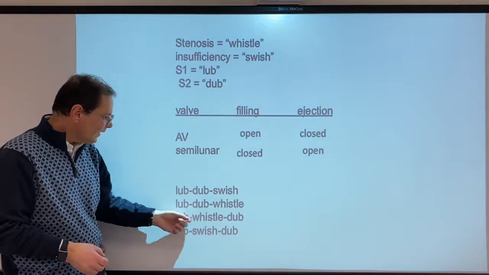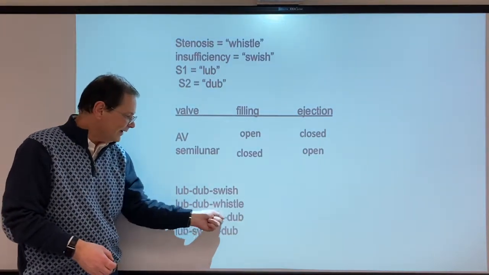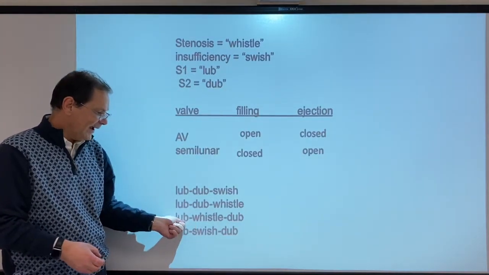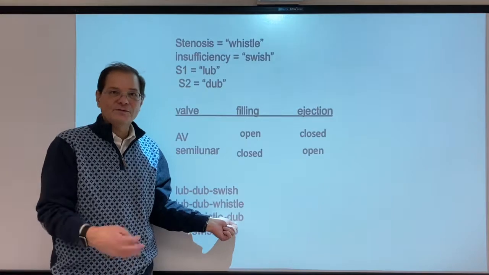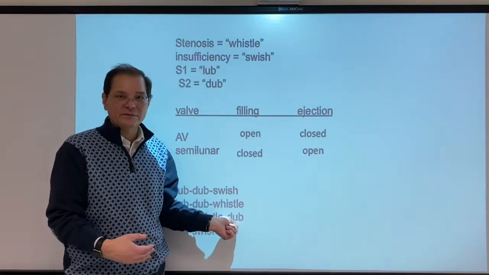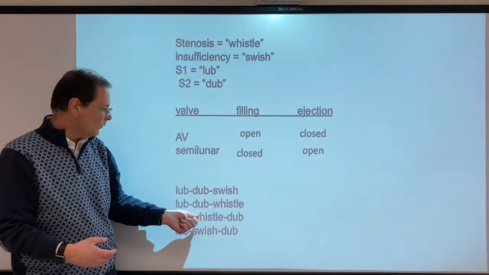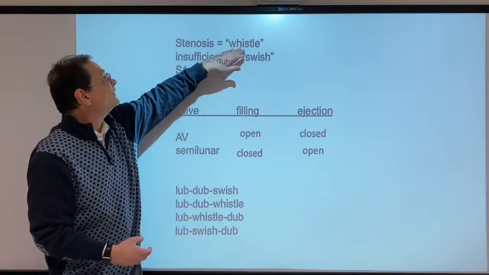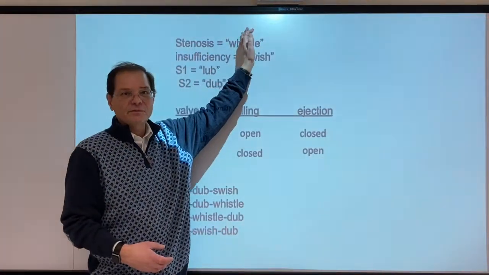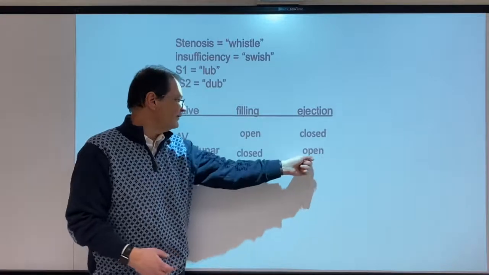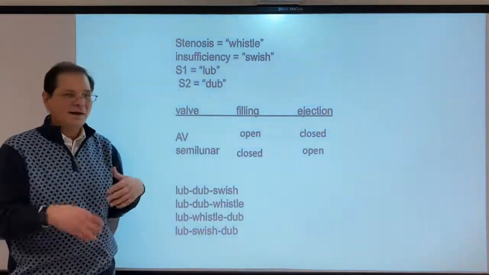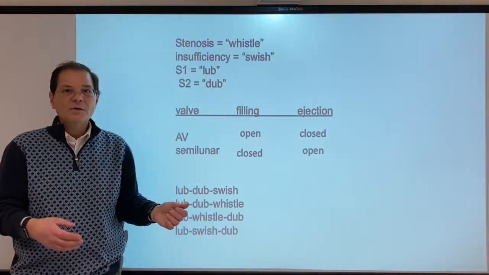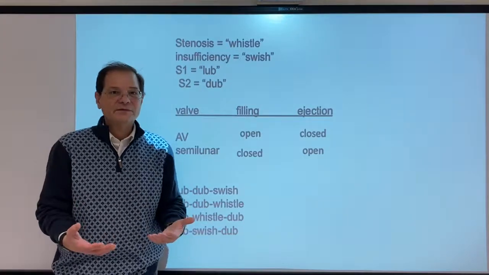Lub, whistle, dub. Now we have a systolic murmur. This murmur is happening while the ventricle is contracting, after S1, and before the aortic valve or pulmonary valve closes, making S2. Okay? So now we're looking for a valve during ejection that is open, because it's a high-pitched whistle, that would mean a stenotic valve. So we look and we see our open valve during ejection would be our aortic or our pulmonary valve. So here we have the kind of murmur that you would hear with an aortic stenosis or a pulmonary stenosis.